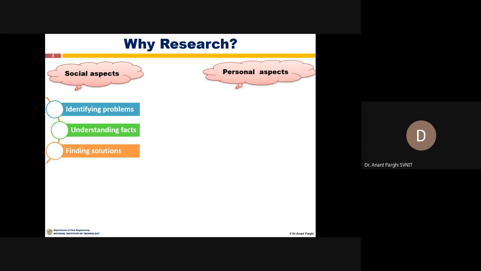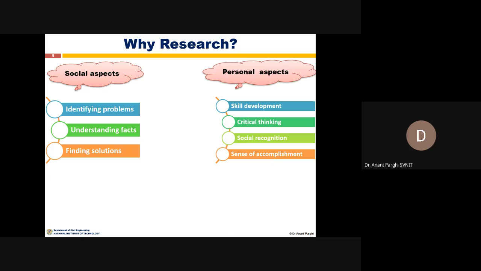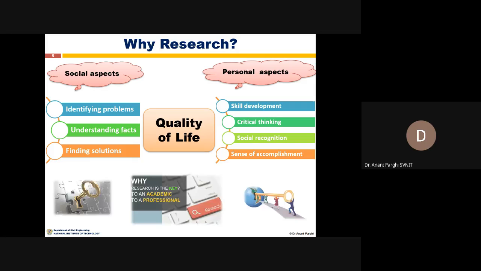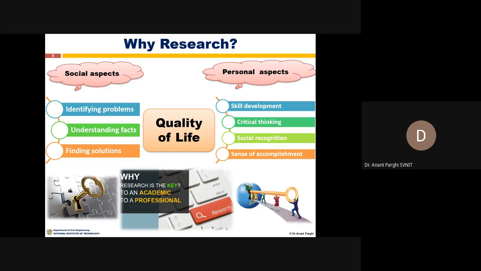Let's discuss the personal aspect. The personal aspect means skill development, critical thinking, social recognition also, and the sense of accomplishment also. These are in order to improve the quality of life, so we are doing the research. So why is research important? To find the answer to the unknown things, right? In order to find the answer to some of the unknown things, we are doing the particular research.